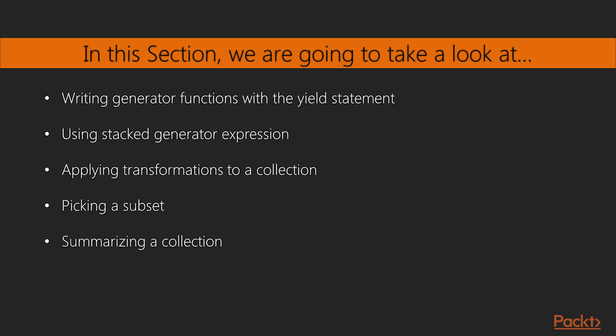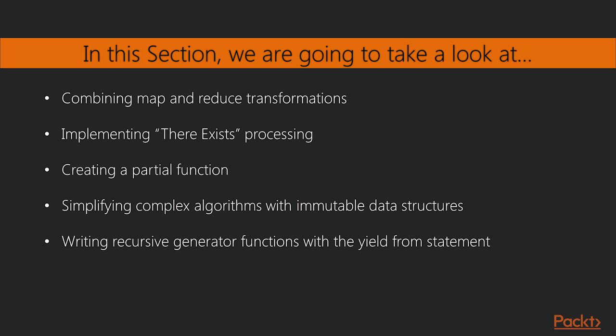Then, we'll apply transformations to a collection, see how to pick a subset, that is, the 3 ways to filter, summarize a collection, and combine map and reduce transformations. We will also learn to implement the there exists processing, creating a partial function and simplifying complex algorithms with immutable data structures. At the end, we will explore writing recursive generator functions with the yield from statement.